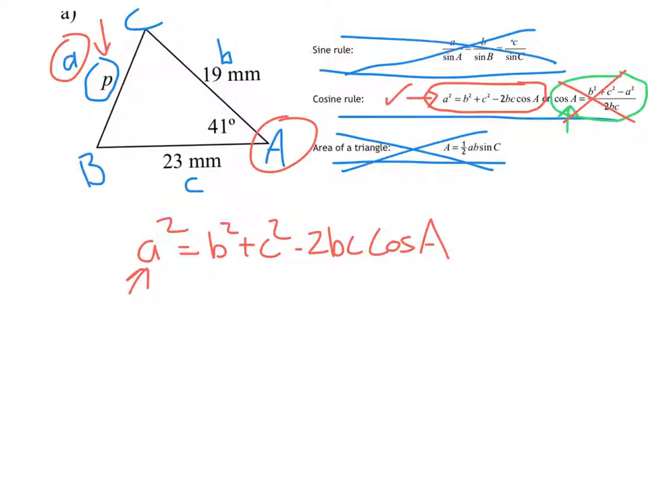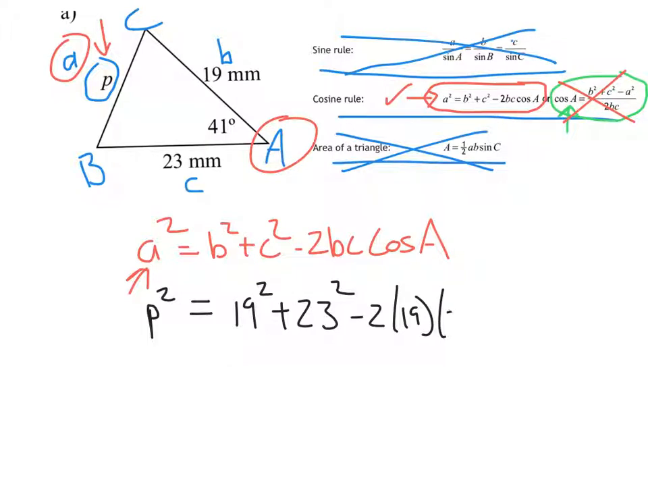So let's go ahead now and substitute in all our values. a squared, that was our p. I could just keep calling it a squared to the end, but it was called p, so I'll put in my p now. b we've labelled up here as 19, so 19 squared plus 23 squared minus 2 times 19 times 23 times the cosine of, and the angle at A is 41 degrees.